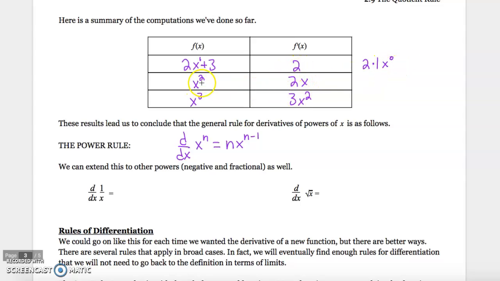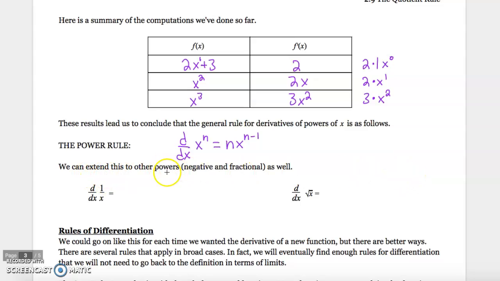That worked there. For this piece, bring down my exponent in the front, and then subtract 1 from my exponent, so I get just a 1. That's how you get 2x to the first. This one's bring down my exponent in the front, multiply it by x, and then I subtract 1 from my exponent, so I get 2. That's your power rule shortcut.